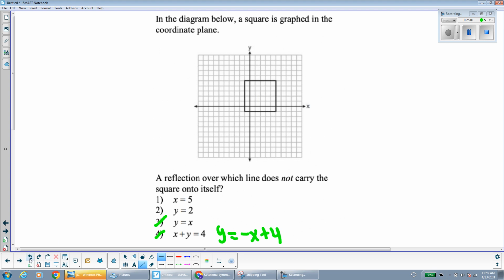So that only leaves one more answer choice, and that is a vertical line through the x-coordinate of 5. 1, 2, 3, 4, 5. So that line will look like this. And if you reflect over that line, you're going to see a mirror image on the other side of the line. So it's going to look something like this. It's going to flip over the line and it's going to move. It's not going to be in exactly the same space, looking exactly like itself.